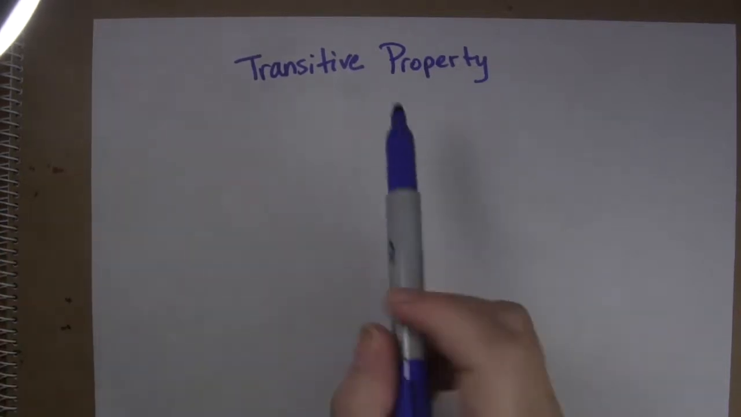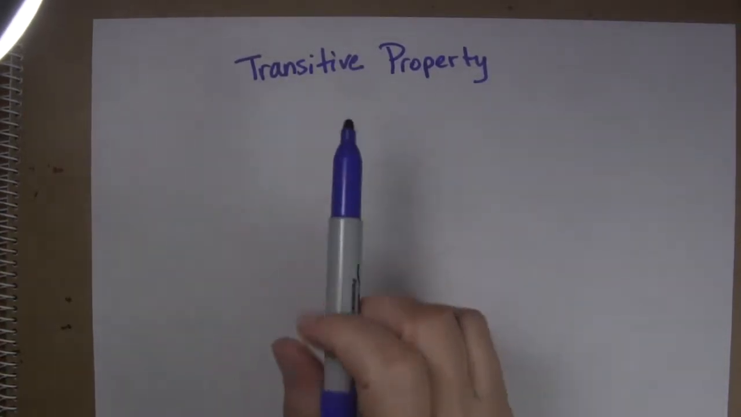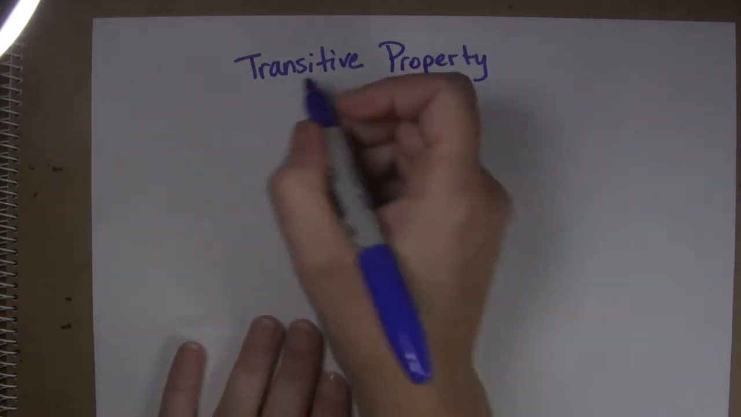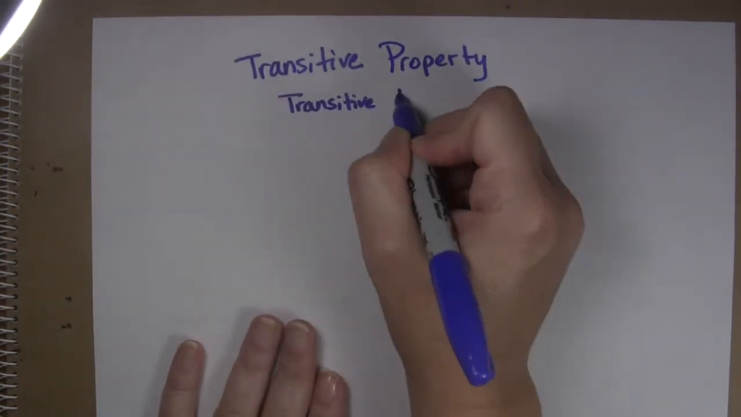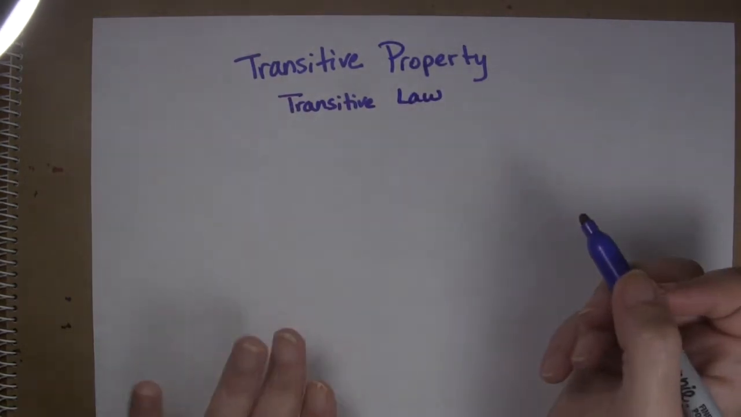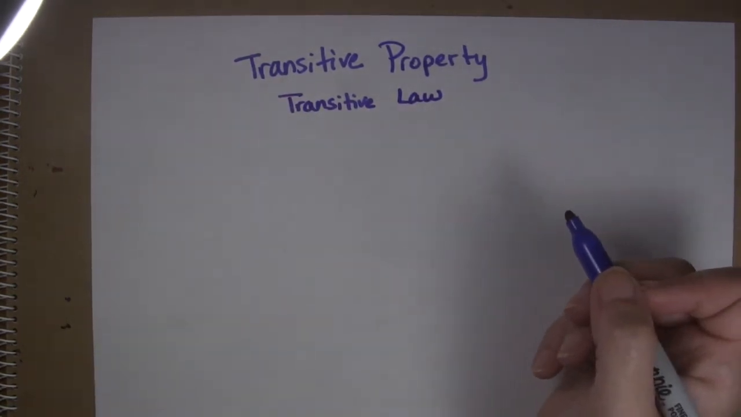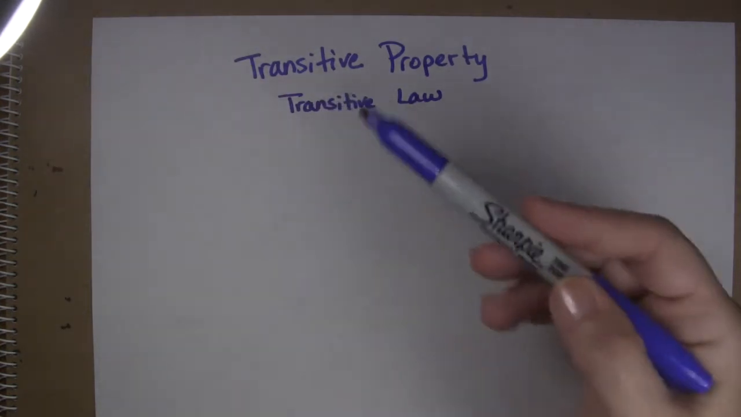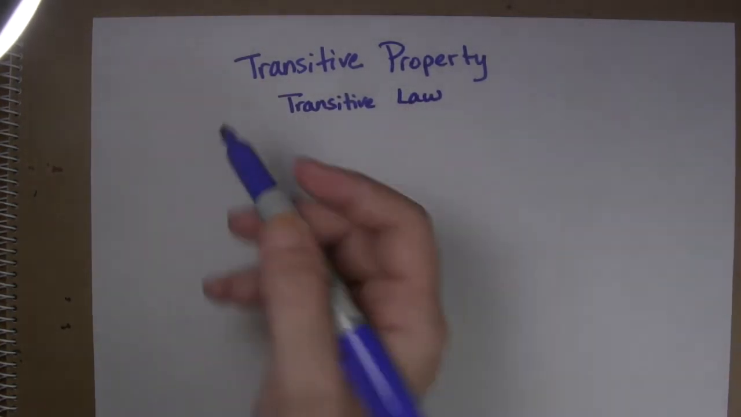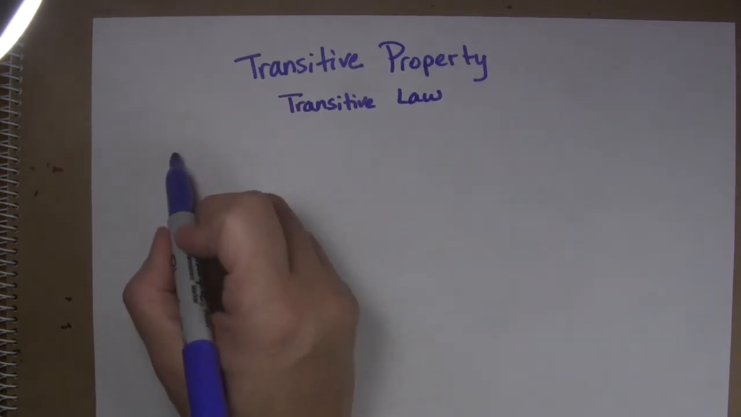Let's do a quickie little video on transitive property. It's also sometimes called the transitive law. I will use those interchangeably because they mean the same thing. And what this is, it's talking about how you can figure some things out. Like, I'll just give you an example.